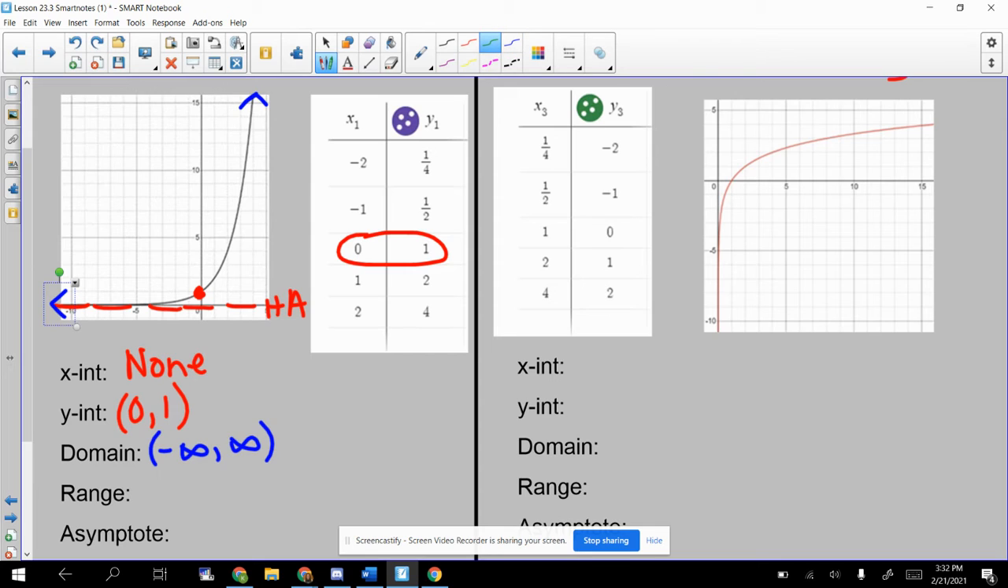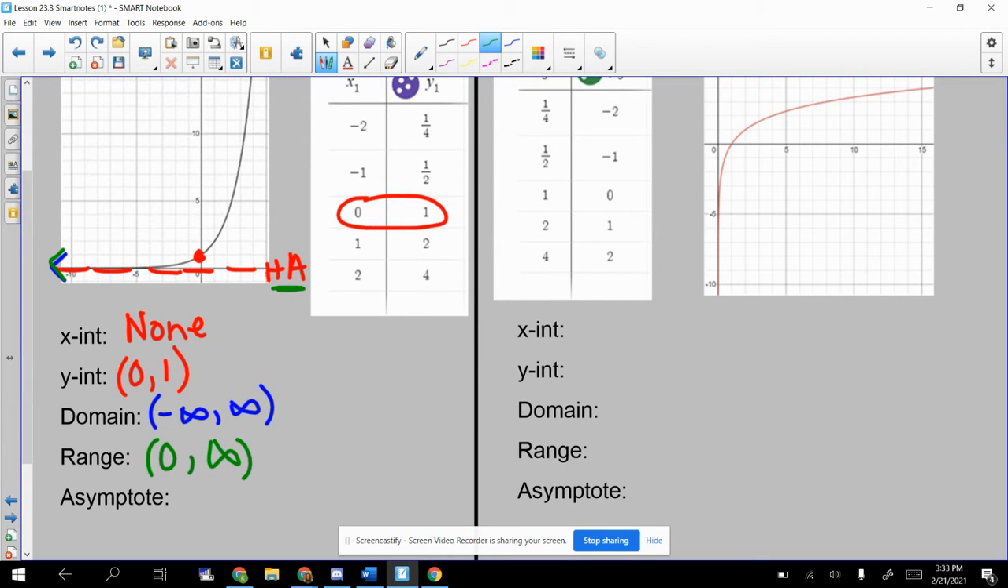Our range, however, because of the horizontal asymptote, is not going to go below 0. So we would say from 0, because it's not going to go down any further, to positive infinity, because our range is going to go up. Remember, domain is left and right, range is up and down. So from 0 to infinity. And last thing, our horizontal asymptote is at y equals 0, because it hasn't been shifted up or down.